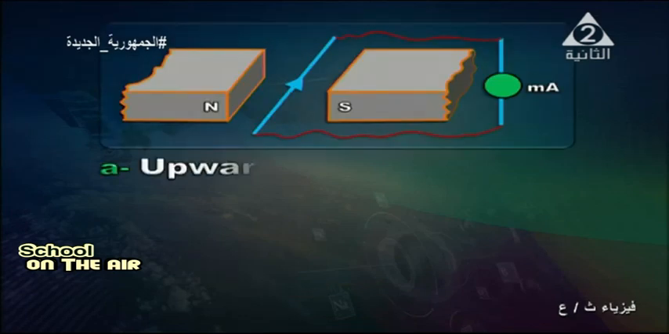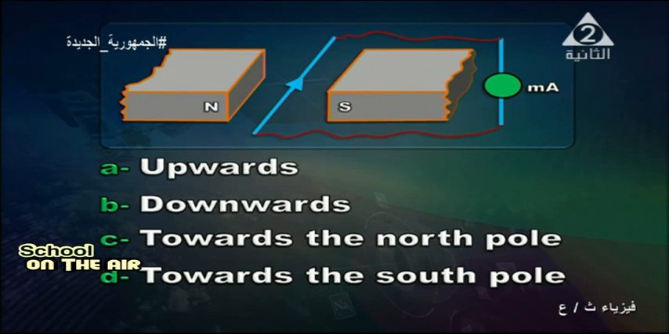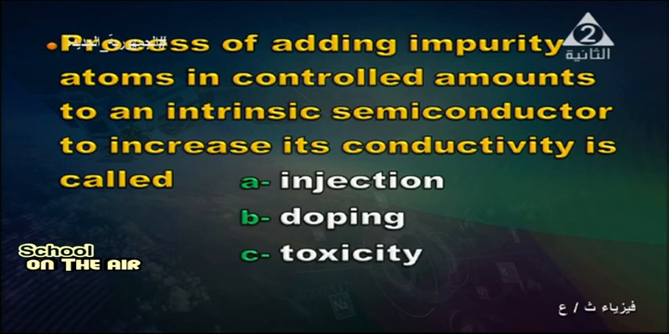The question is, will it move upwards, downwards, towards the North Pole, or towards the South? You have to apply Fleming's right hand, and it will be upwards. Second choice: the process of adding impurity atoms in controlled amounts to an intrinsic semiconductor to increase its conductivity is called injection, doping, toxicity, or excitation? Of course, it is doping.